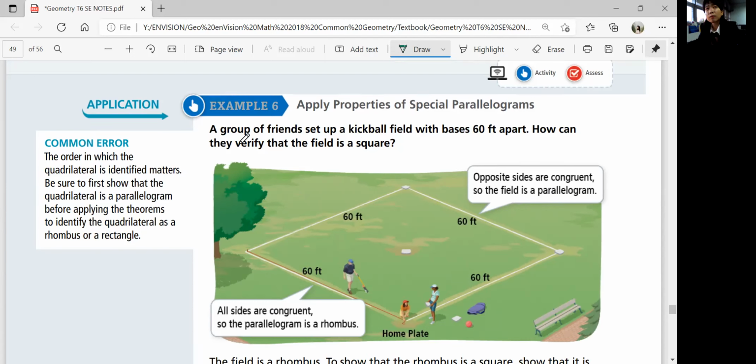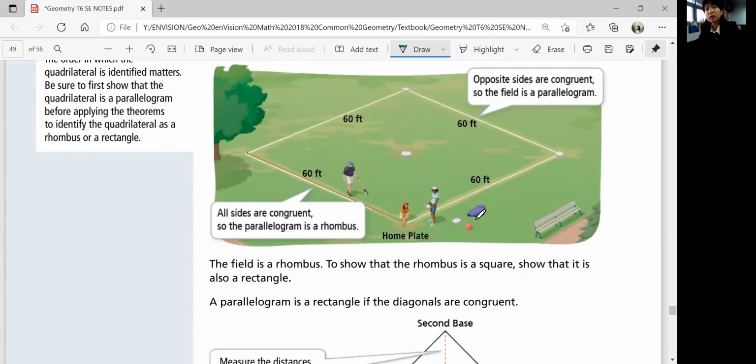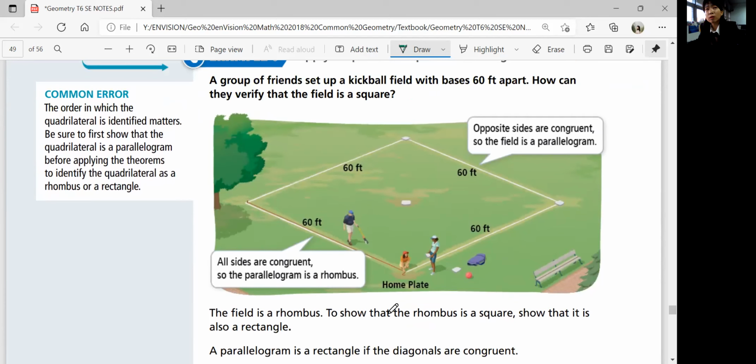A group of friends set up a cakewalk field with bases 60 feet apart. So all sides are congruent. How can they verify that the field is a square? So first, see if it's a parallelogram. Opposite sides are congruent, so it must be a parallelogram. And then all sides are congruent, so it's a rhombus. Now what do we need to know? It also needs to be a rectangle to verify it's a square. So the field is a rhombus.